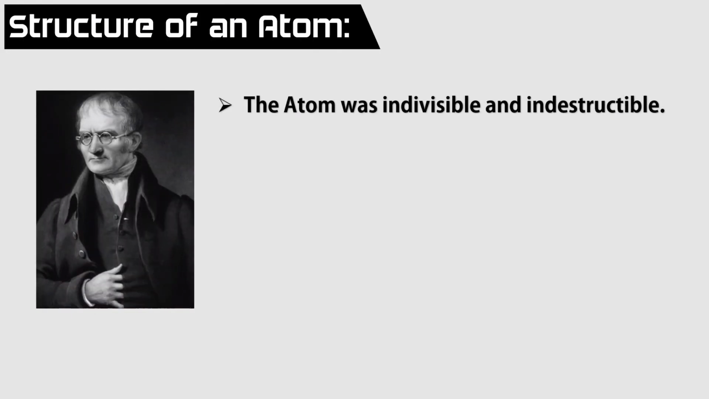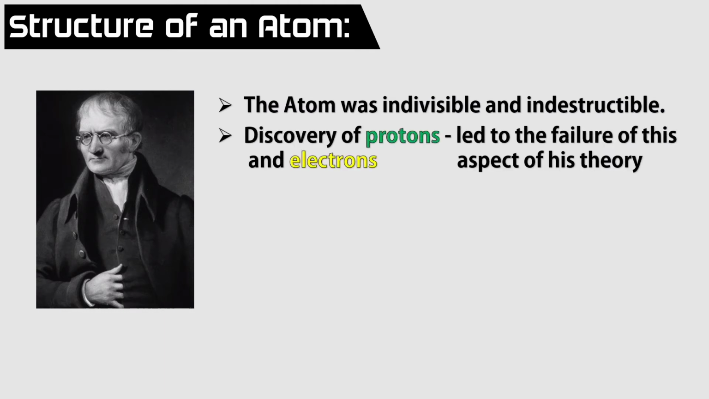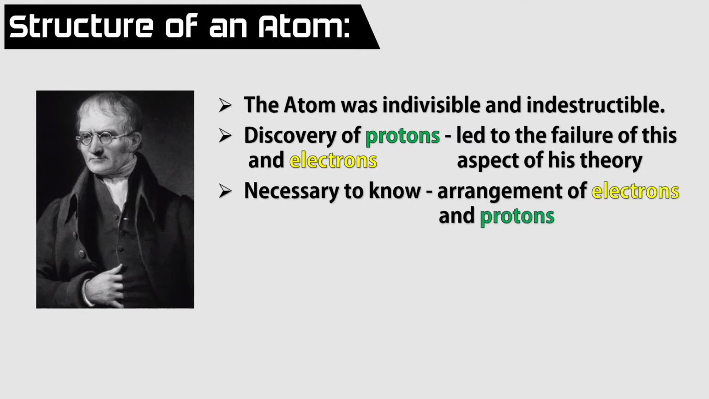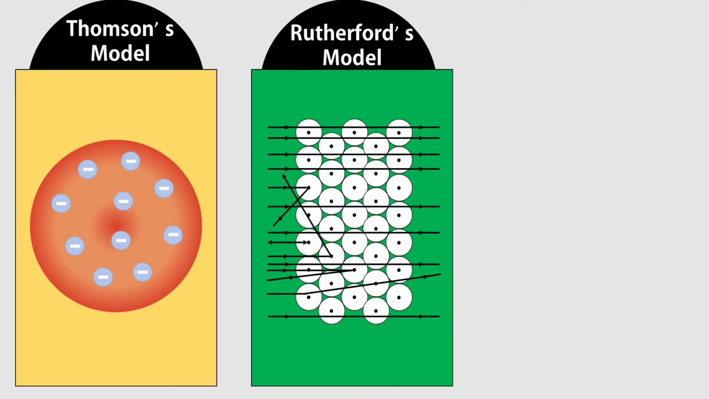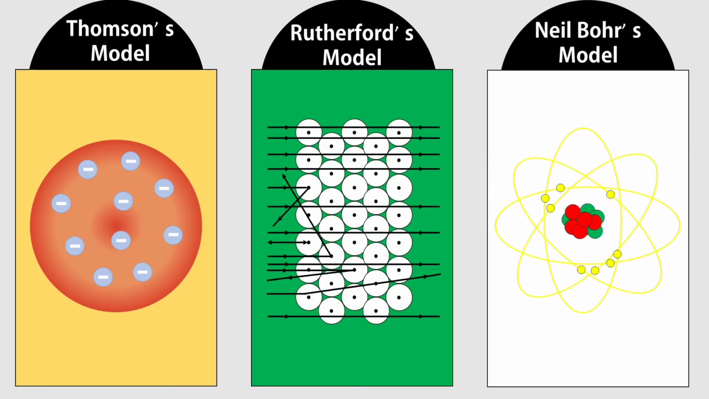Structure of an atom. In Dalton's atomic theory, he suggested that the atom was indivisible and indestructible. But the discovery of two fundamental particles, electrons and protons, inside the atom led to the failure of this aspect of his theory. It was then considered necessary to know how electrons and protons are arranged within an atom. To explain this, many scientists proposed various atomic models. Thomson was the first one to propose a model for the structure of an atom. In this video, we will learn about three models: Thomson's model, Rutherford's model, and Niels Bohr's model.